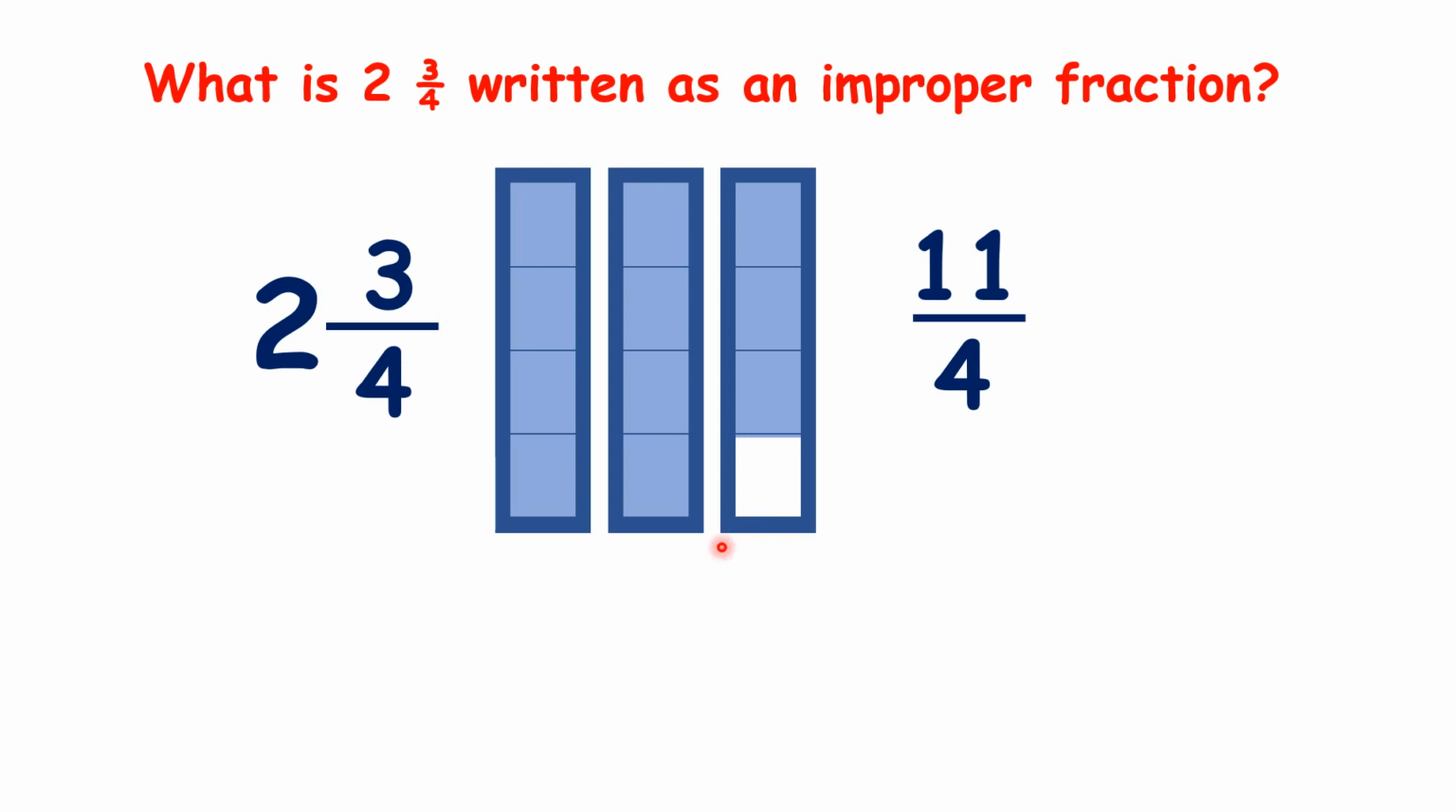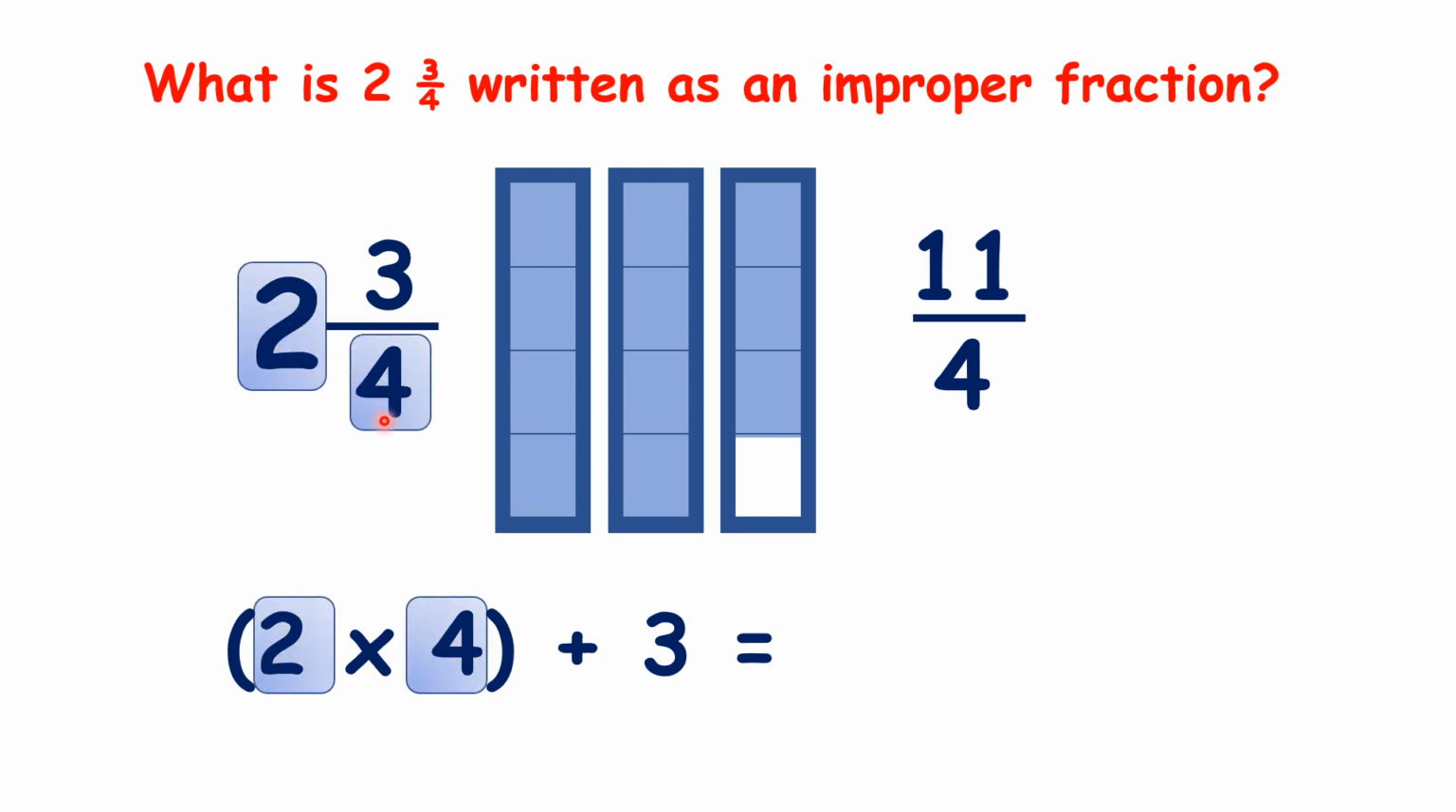Now here's a nice trick you can use to convert mixed numbers to improper fractions. To find our numerator for this question, we would do 2 times 4 plus 3. So we times the whole number by the denominator. That gives us 8, so it tells us that we have 8/4 in our 2 wholes. Then we add 3, because we have 3 more quarters here. And that gives us 11, the number in our numerator.